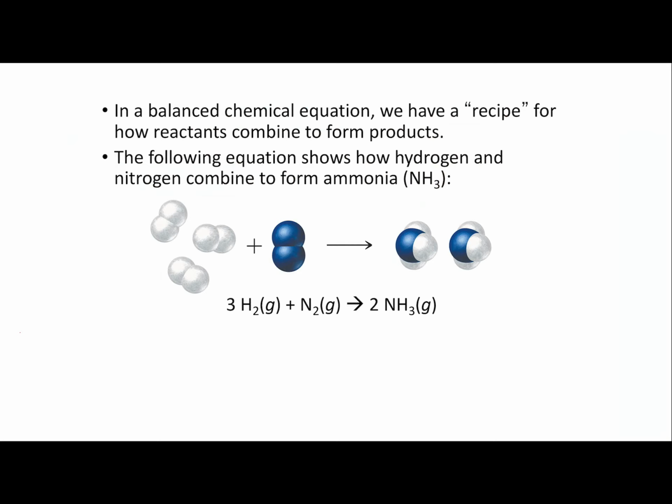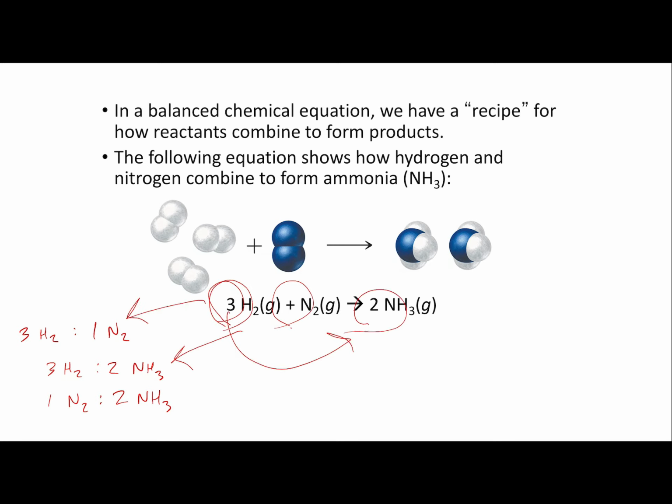So we could make relationships here. We could say for every 3 hydrogen molecules, we get 1 ammonia, or we need 1 ammonia molecule. I'm sorry, 1 nitrogen molecule. And that in either case, 3 hydrogen molecules would produce 2 ammonia molecules, or 1 nitrogen molecule would produce 2 ammonia molecules. Right? We're making all of these relationships from the balanced chemical equation. 3 to 1, right? 3 to 2, 1 to 2. That's where these are coming from.